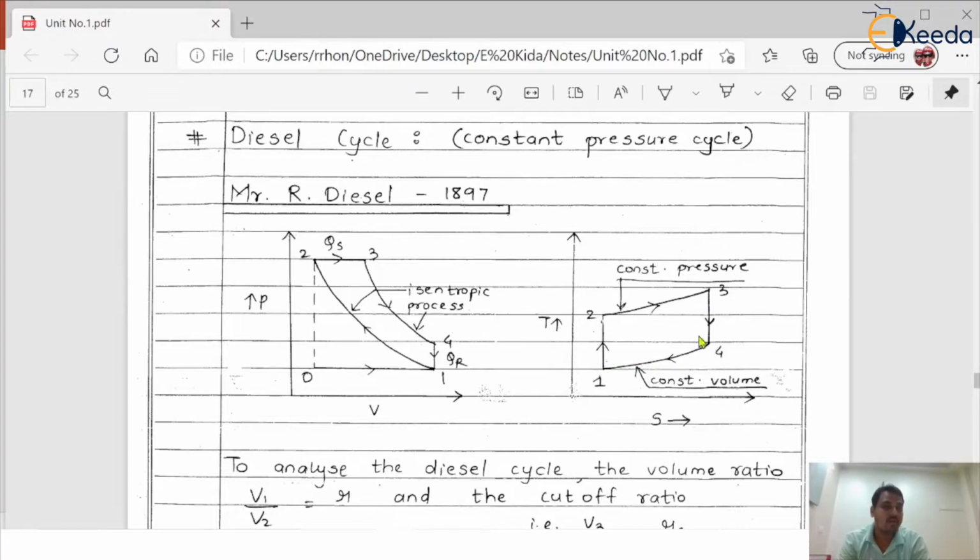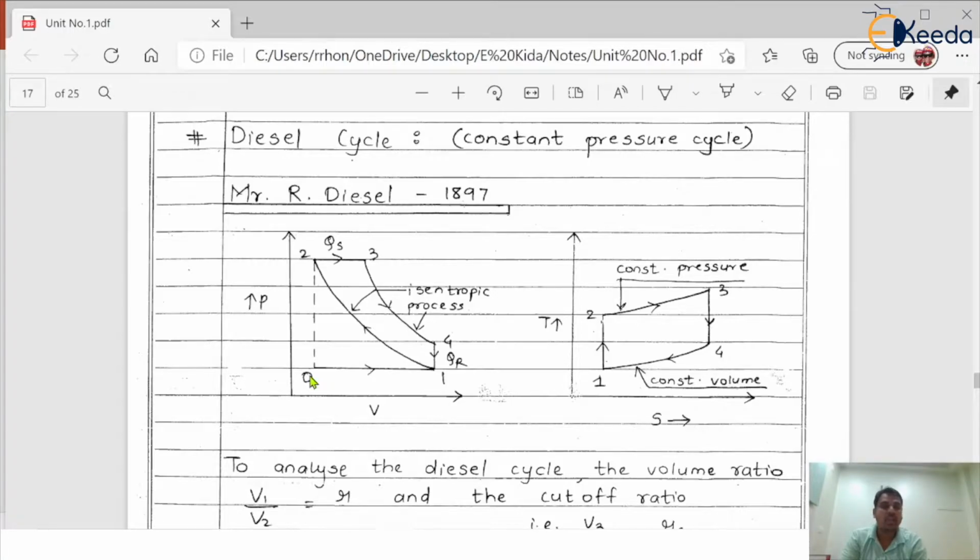These are the different processes explained with the help of this TS diagram. This 2 to 3 is the constant pressure process, and this 4 to 1 is called the constant volume process. So here we will understand all these things thoroughly.